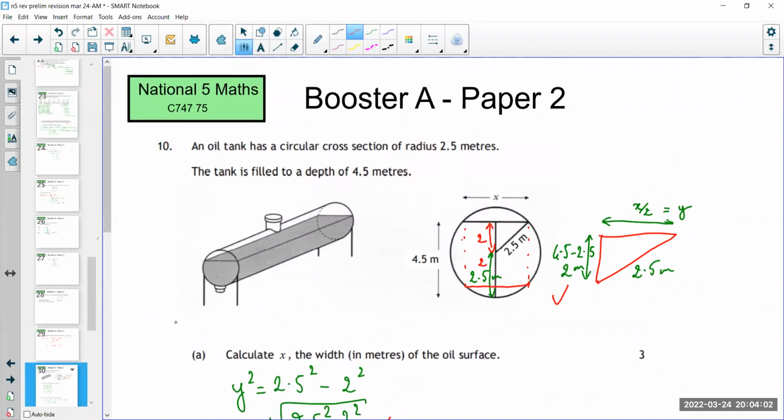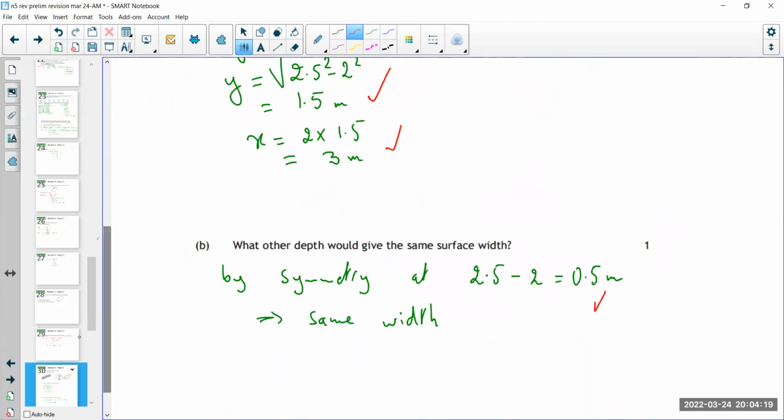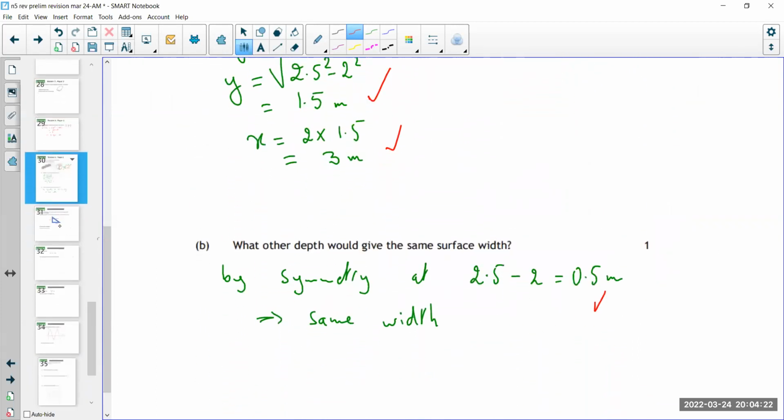Okay. I would say the second question was a bit tricky, but what they ask you here is this distance here, when would you have it at the bottom? You would have it basically at 2.5 minus 2. I nearly missed the question.